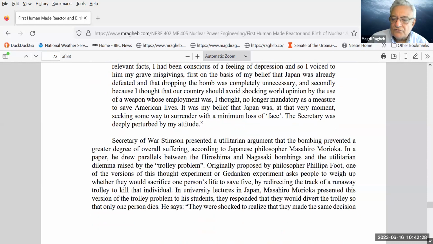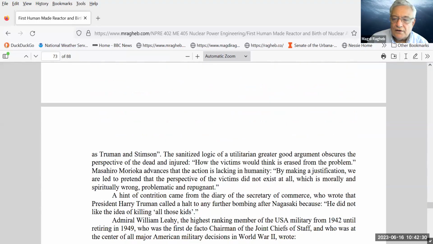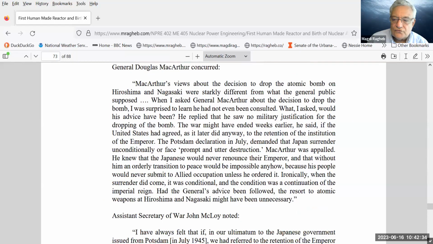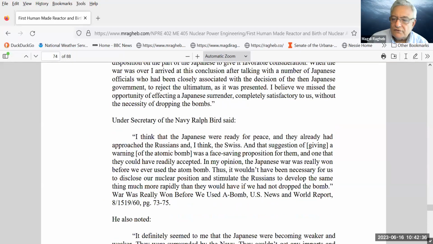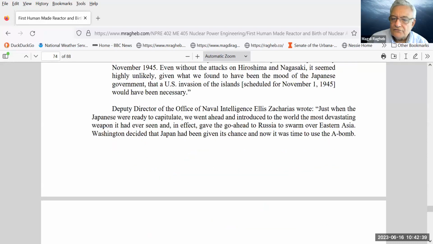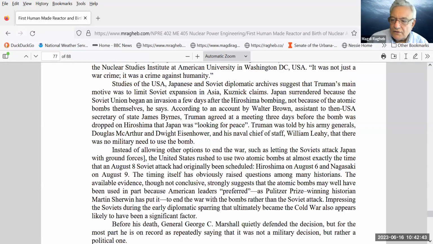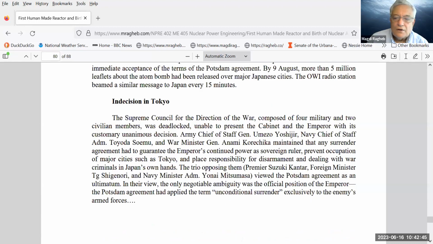So history was made, and we hope that nuclear weapons will not be used again in human history, even though we are under the threat of their being used again as a consequence of the war in Ukraine.